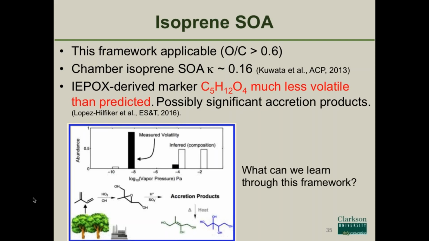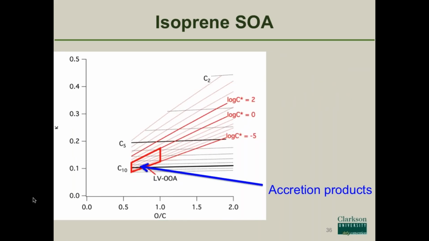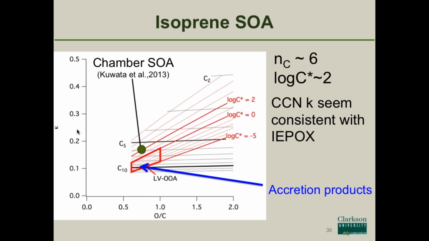Let's see if we can learn anything from the viewpoint of kappa. From this framework, we see that this accretion product would arise around this region. So it's pretty low volatility, and then we'll see about that range. So that's where you would see accretion products. And then from chamber experiments, that's the kappa value you see. So from this framework, this number of carbon is about 6, or C star about 2. And then that's what you see based on volatility. So it's actually almost double, there's some double change.